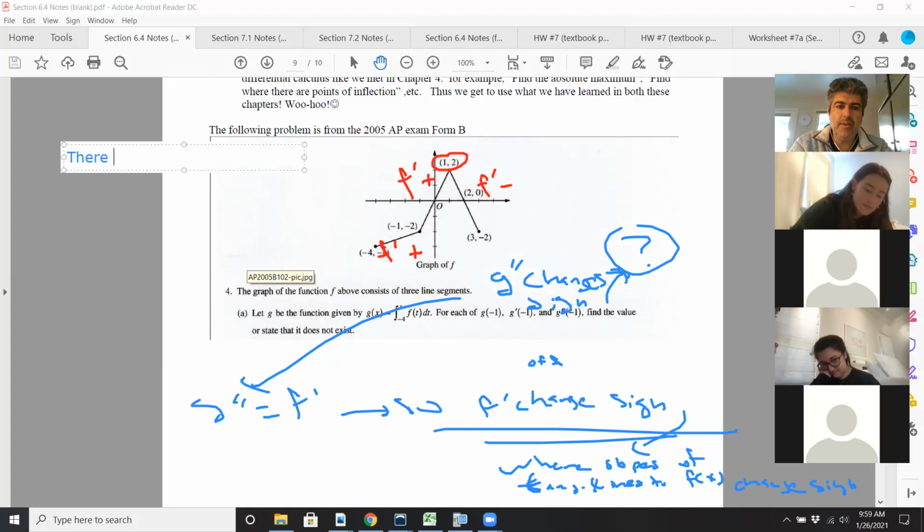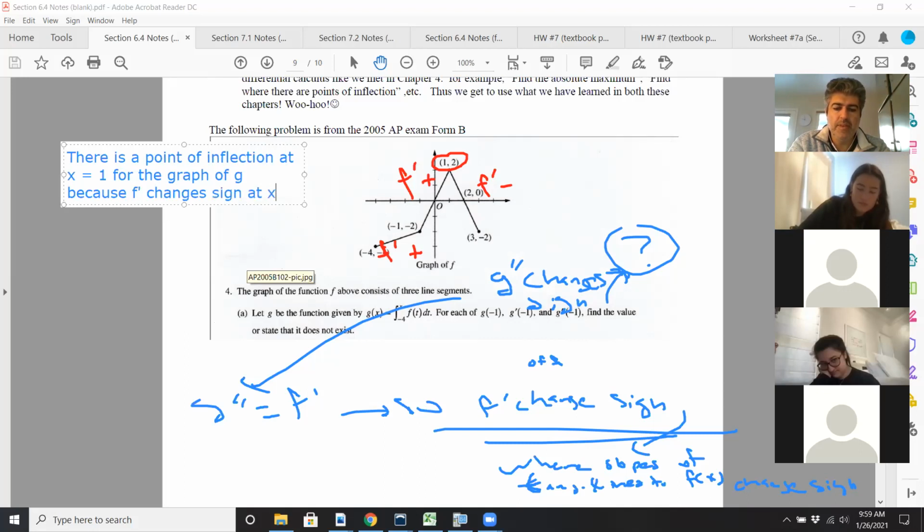You'd say there is a point of inflection at x equals 1 for the graph of g because f prime changes sign at x equals 1 on the graph of f. Okay, let me let you guys see that text box.